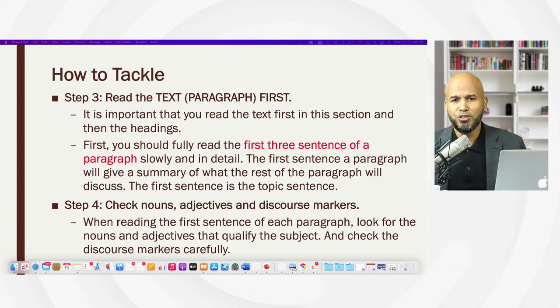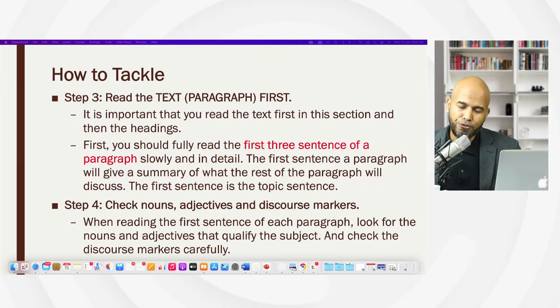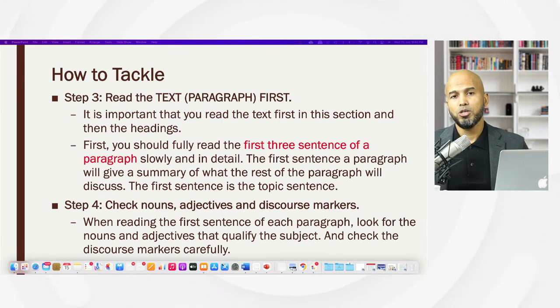Good enough. You don't need to read the other sentences, but sometimes it is advised that you can read a little bit more than that. So the first 3 sentences would give you a clear idea of the main theme, the gist or the summary of the paragraph. Okay, so the first 3 sentences, read slowly. Of course you can skim, but a little bit slower, you know, slow and fast. You need to balance between that.